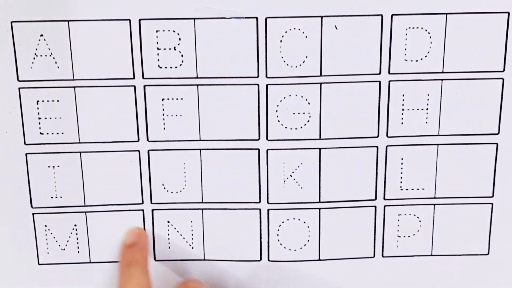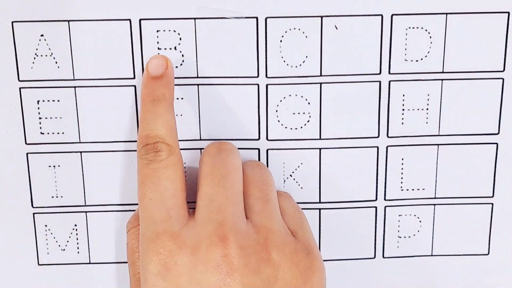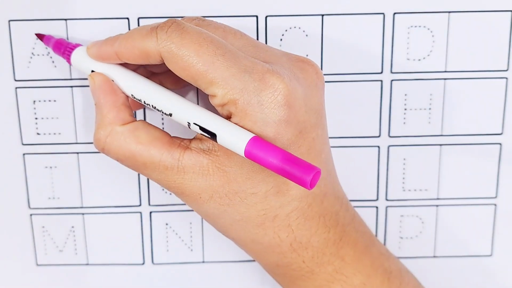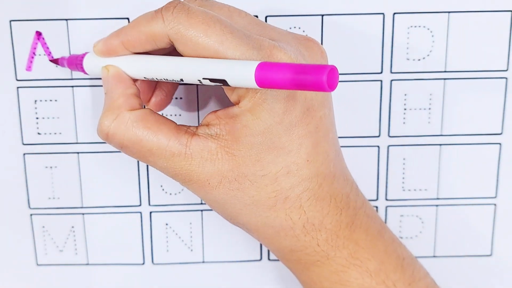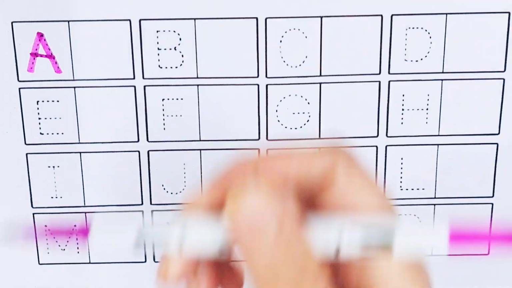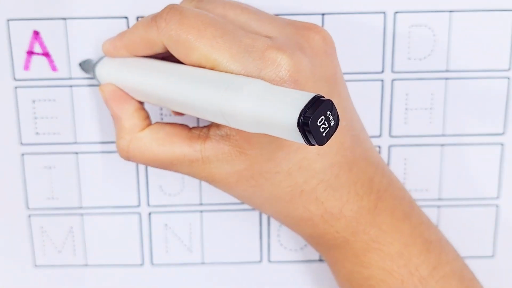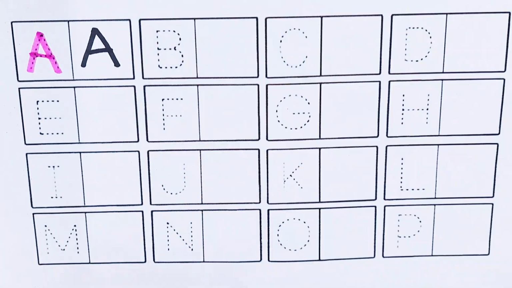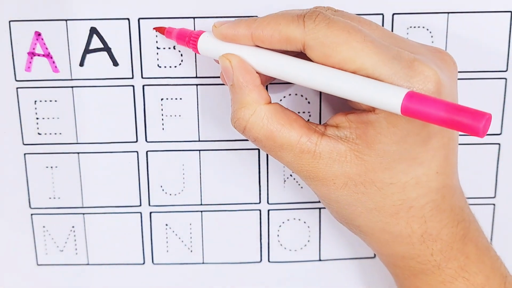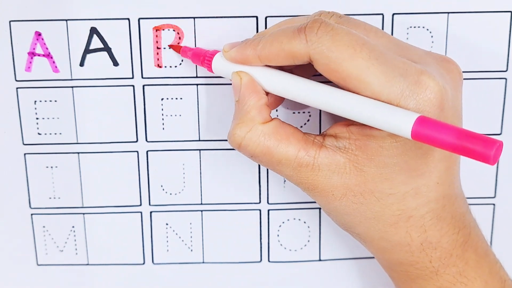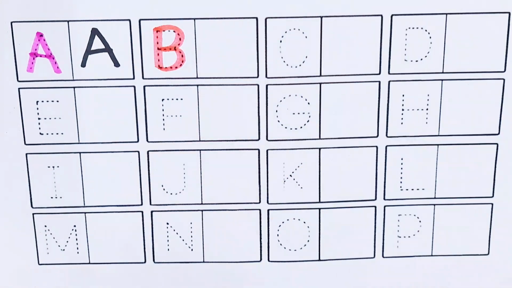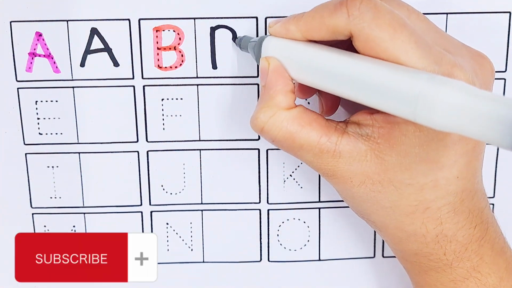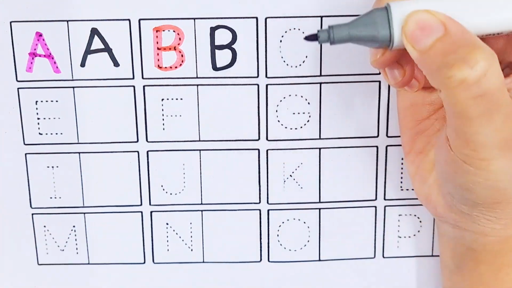Let's try to learn some alphabets. A, B, C, D. A. A for ant. A. A for animals. B. B for butterfly. B. B for box.